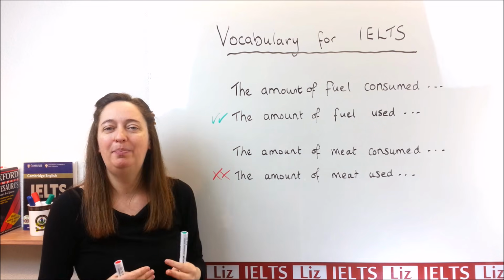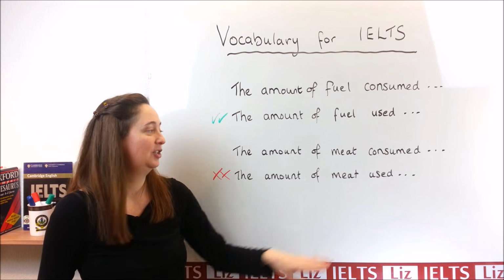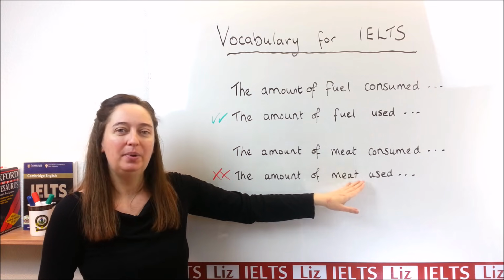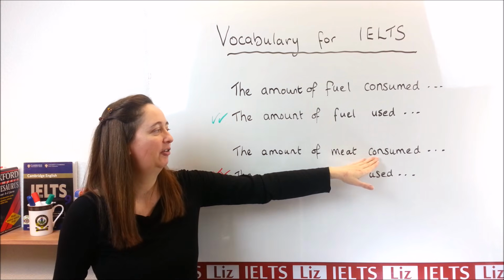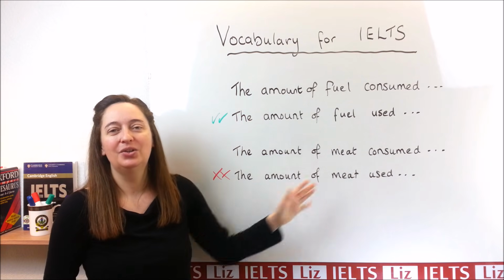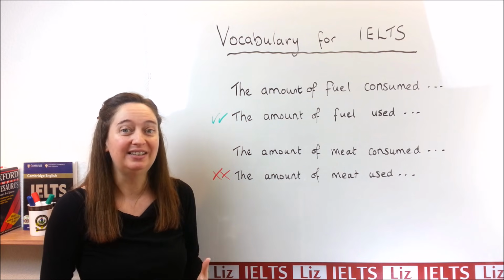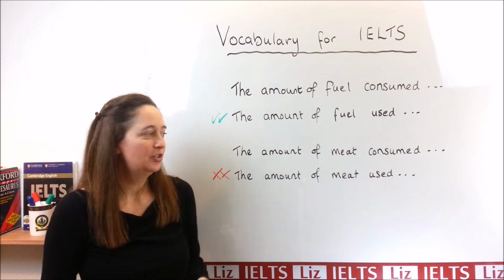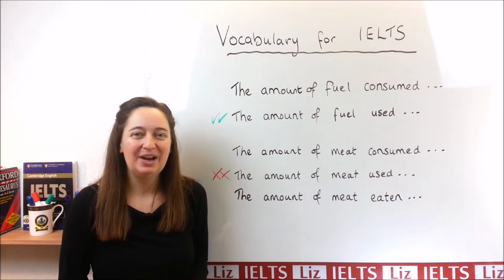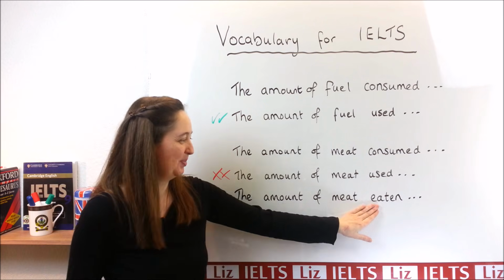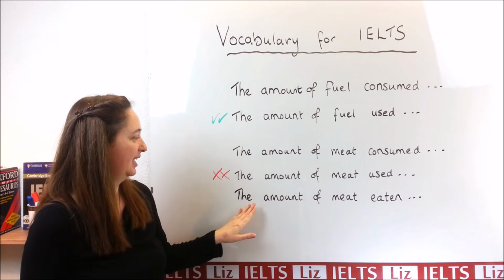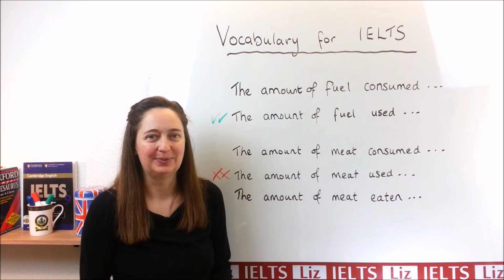You would have a big problem with vocabulary if you decided to use this synonym in this context, because this is actually referring to eating meat, not to using meat. So IELTS really is testing your understanding of synonyms. So let's have a look at what that sentence should have been paraphrased as. And now we have the right synonym, which is eaten. So the amount of meat consumed should be written and paraphrased as the amount of meat eaten.